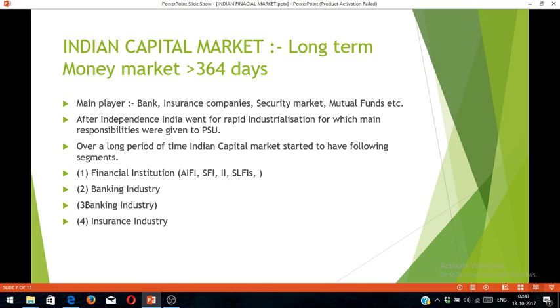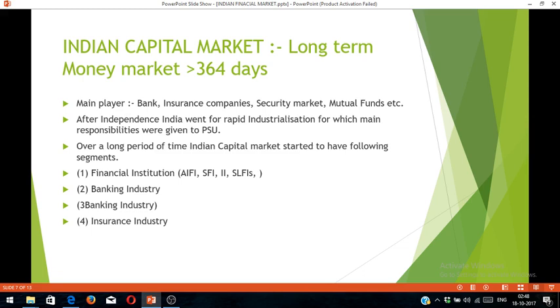Indian capital market, we have already discussed that these are the markets in which we are making long term investment, meaning whatever investment we are making for more than 364 days, all of this comes under the Indian capital markets. So who are the players of this capital market? Mainly banks, insurance companies, securities market, mutual funds. These are the main players who are investing in the Indian capital market.